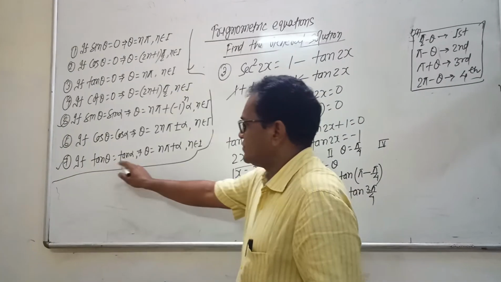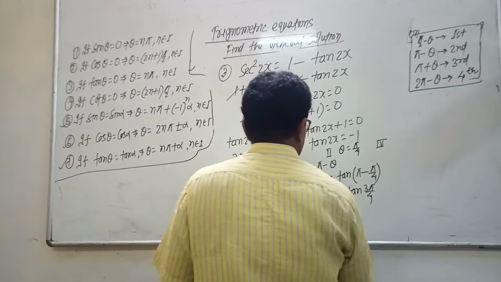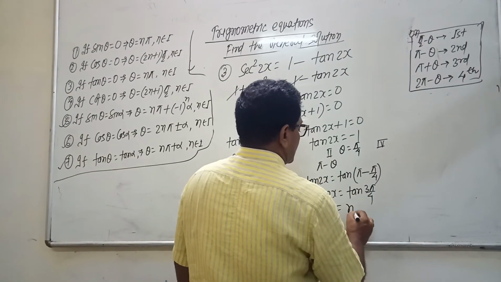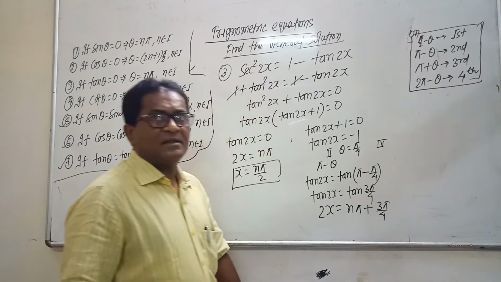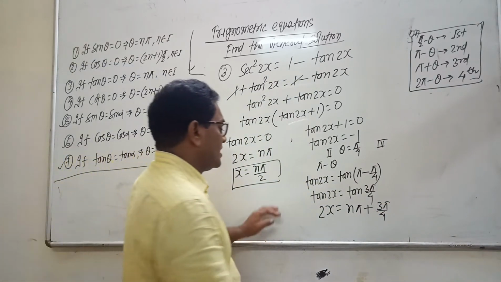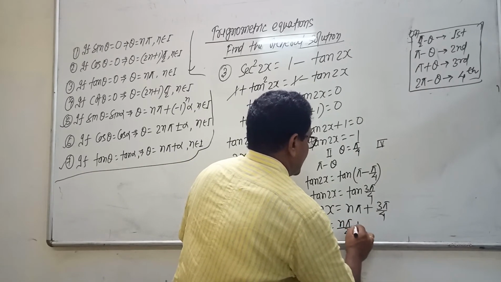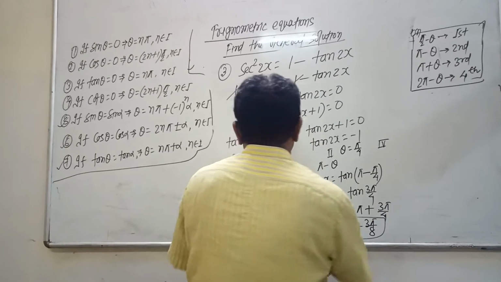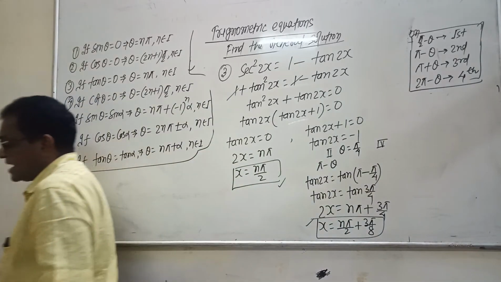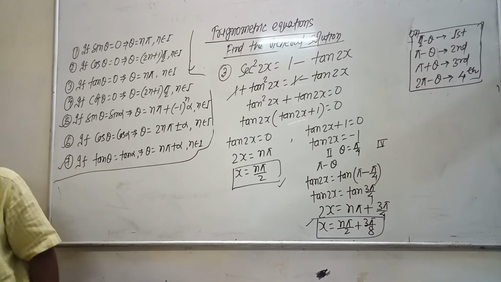We use the last formula: if tan theta equals tan alpha, then theta equals n pi plus alpha. At the place of theta there is 2x, so 2x equals n pi plus alpha, meaning 3 pi by 4. And we find the value of x, which will be the general solution. So x equals n pi by 2 plus 3 pi by 8. So these are two general solutions: n pi by 2 and n pi by 2 plus 3 pi by 8.